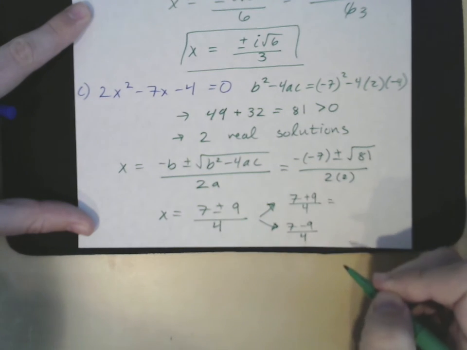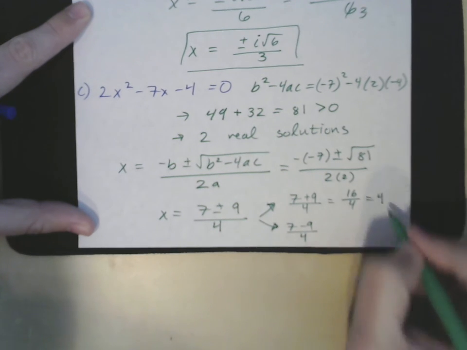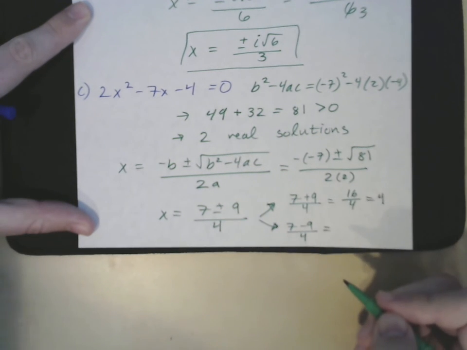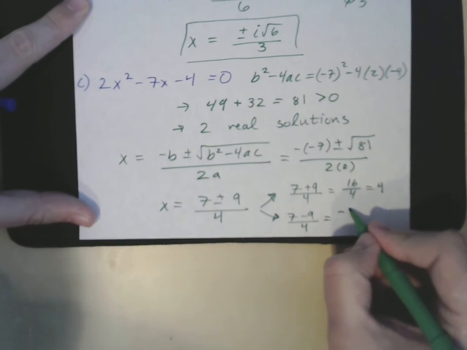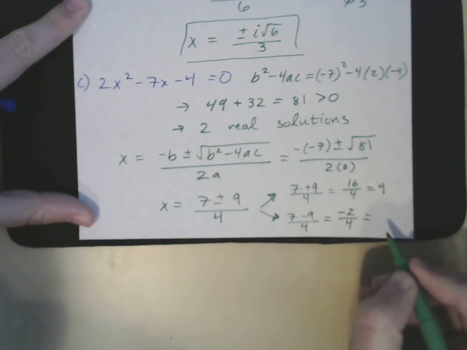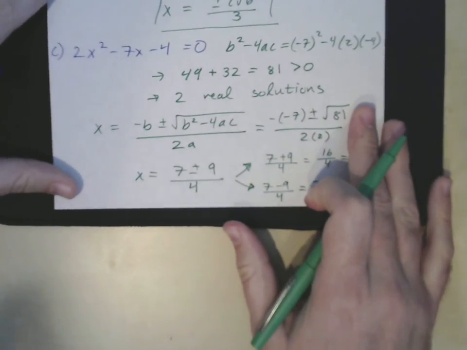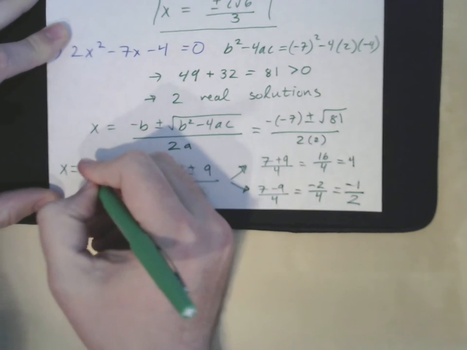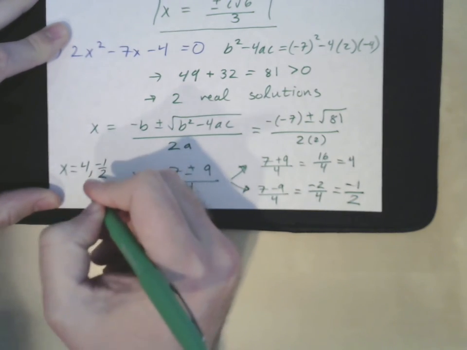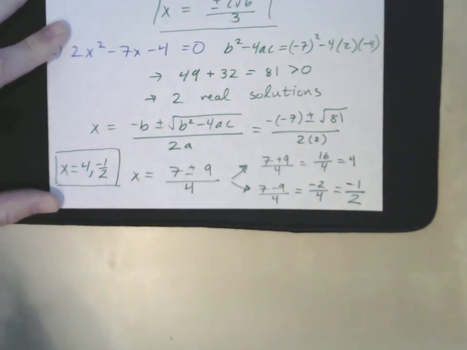So this is 7 plus 9 is 16, which equals 4. 7 minus 9, negative 2 over 4, simplified, negative 1/2. So these are our final answers, 4 and negative 1/2. So I'll write them over here, just because I'm out of room there. Two real solutions, just like our discriminant told us.